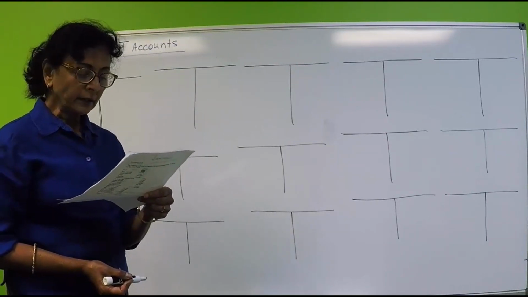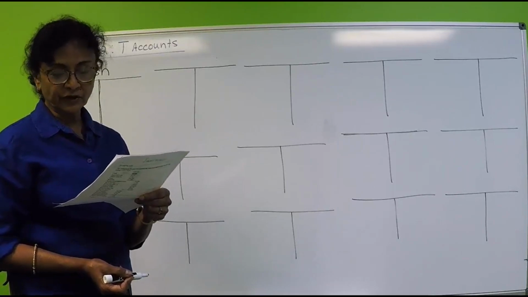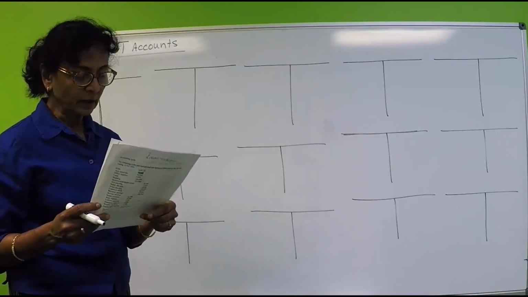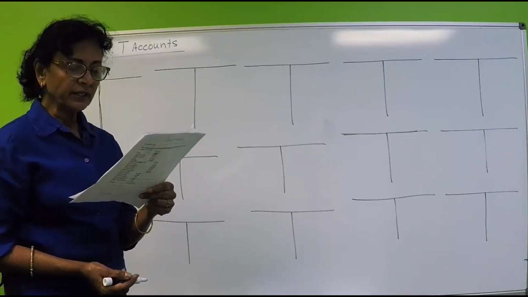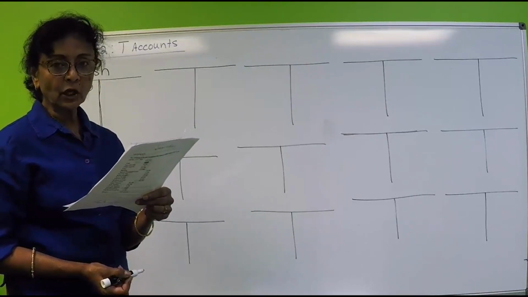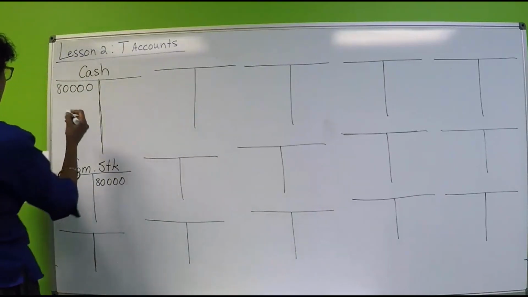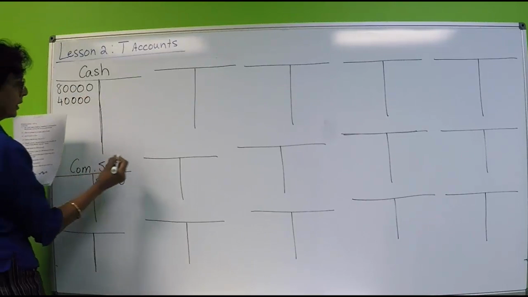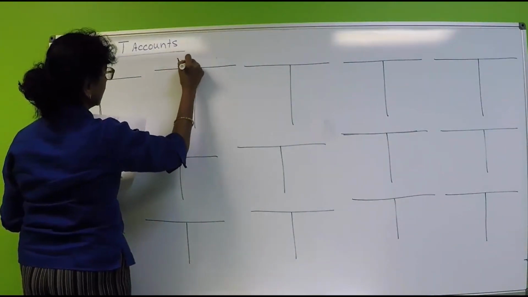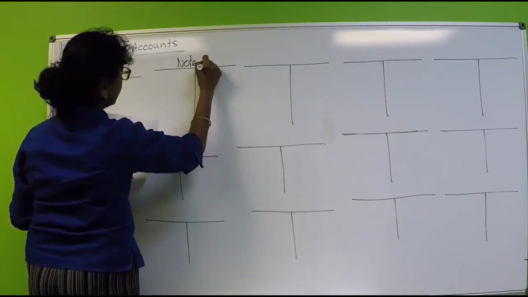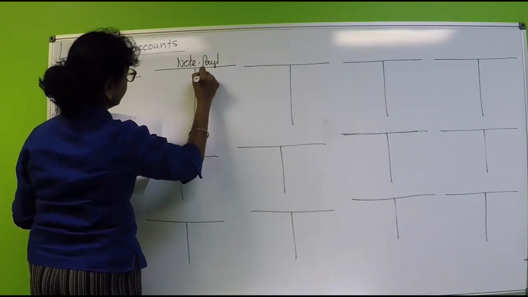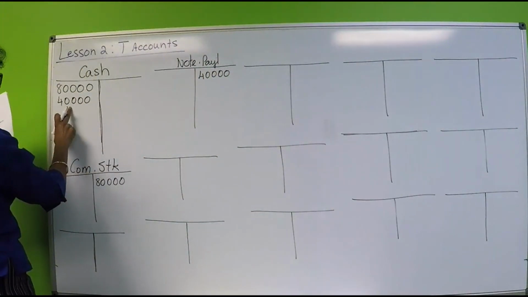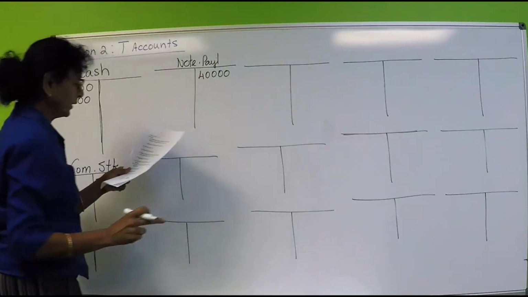Again, on January 8, the company rented office furniture. Again, this is not a transaction, so there's no entry needed. Next transaction, on January 10, the company borrows $40,000 from a bank. Again, we debit cash for $40,000 and we credit note payable $40,000. Debit cash $40,000, credit note payable $40,000.